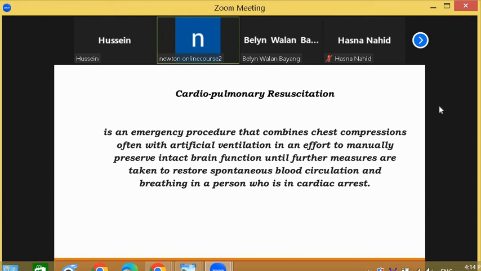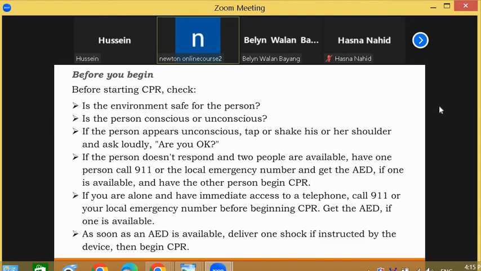So how does it happen? The patient suddenly loses blood flow to the brain or the heart. At that time the patient will go into cardiac arrest. In CPR, what are we maintaining? We are maintaining the blood circulation at normal. That is what we are doing in CPR. You already saw how they are doing it. First they will come and call to the patient.